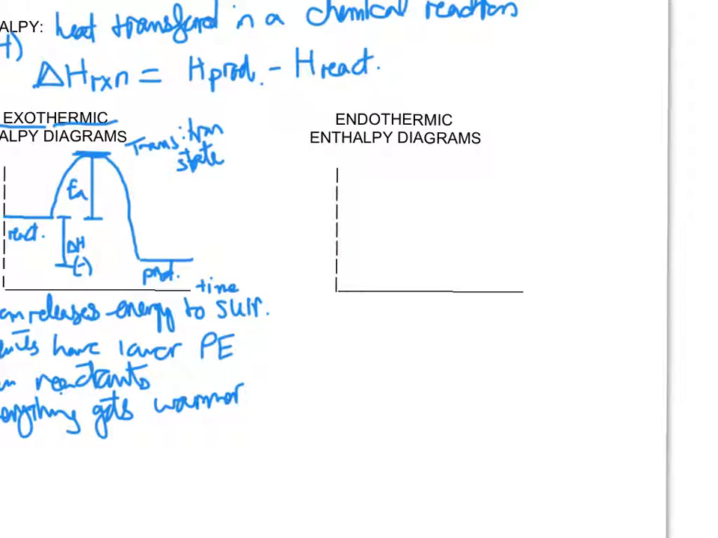Just like before, I'm going to label this as potential energy, and this as time or reaction progress. So endo means in, thermic means heat. So the heat is going in, and again, we're always talking about our system, so the heat is going into our system. Where is it coming from? It's coming from the surroundings. So the system is taking in, or absorbs, energy from surroundings.